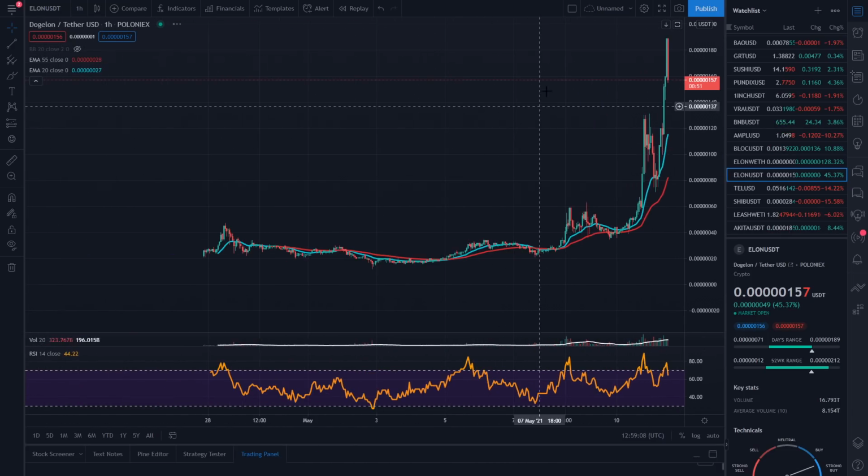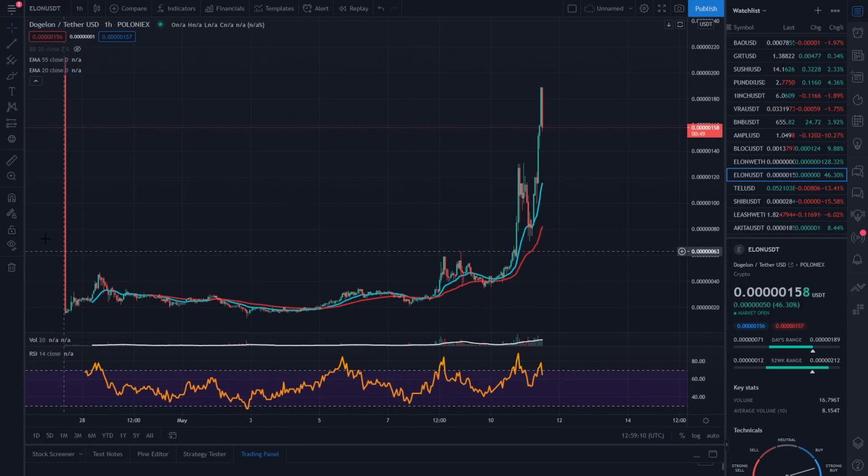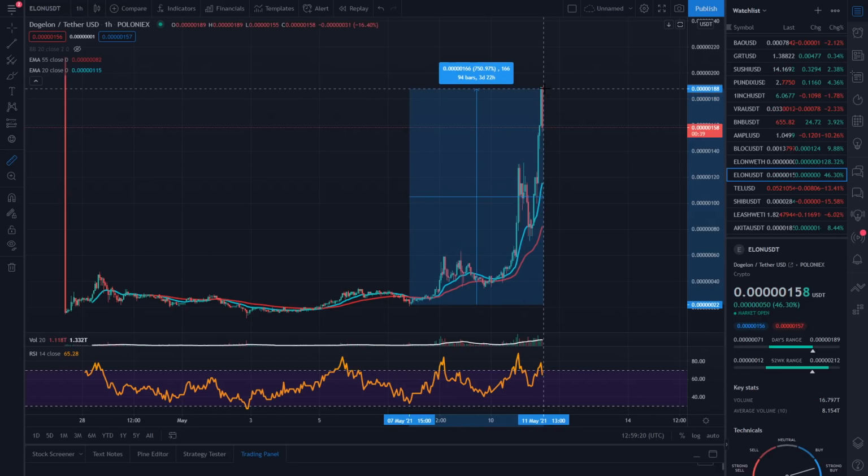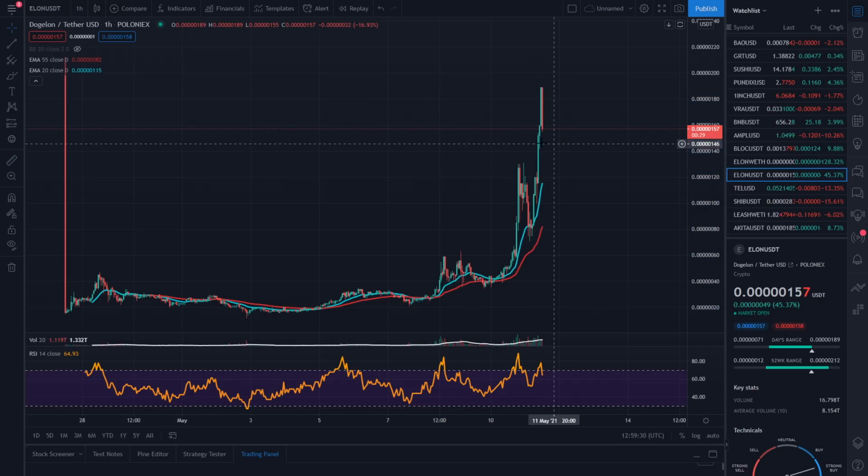So if we do measure this thing here, let's measure from the all-time low. All-time low should be right over here, but let's start actually from the day it started to explode from here. We can actually look from here. So from here to here, look at this. 750% increase, guys, in just 4 days. Come on, guys. This is just insane to see. This is just insane to talk about.